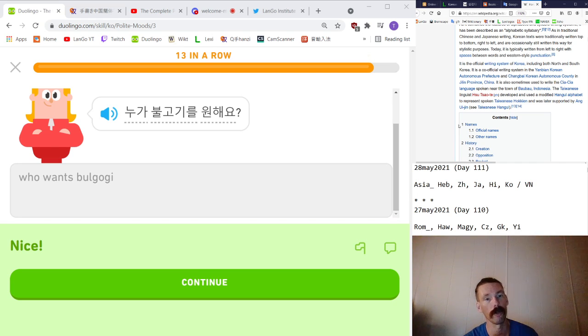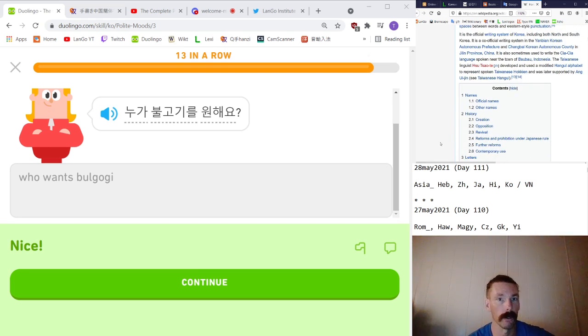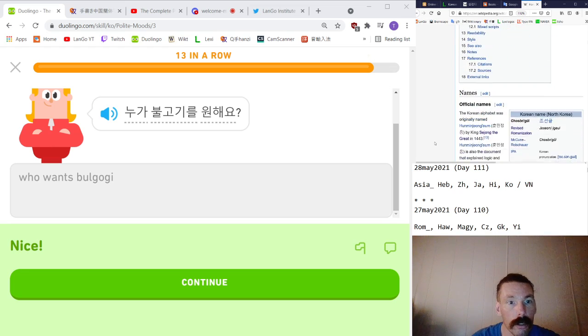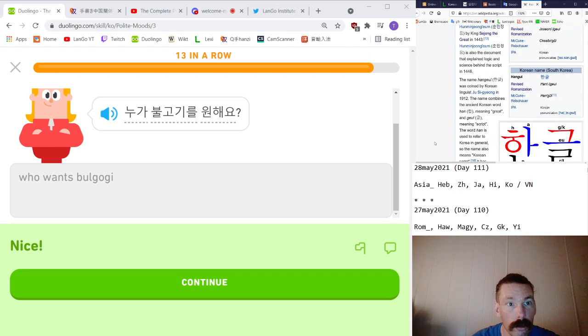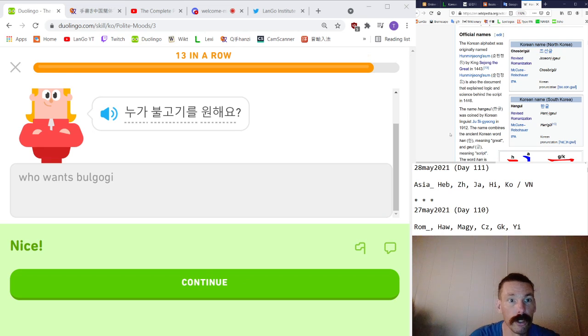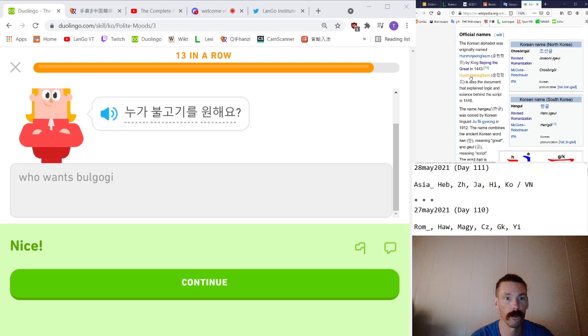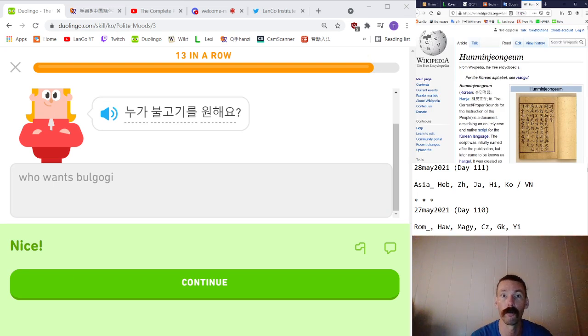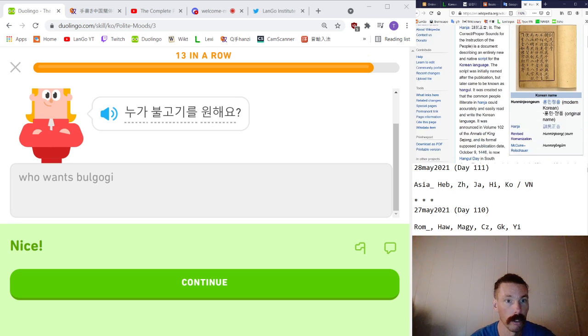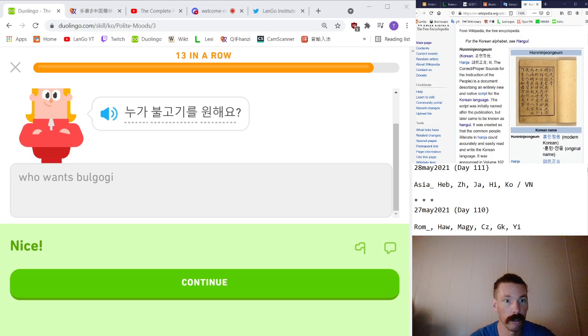The vowels get progressively open from syllable to syllable. So, official names. The alphabet was originally named Hunmin Jeong-eum. And Hunmin Jeong-eum is also the document that explained the logic. I think it should be the logic and science behind the script. This is it. It's cited a lot on Wiktionary. Many Korean words are first recorded here. Means the correct or proper sounds for the instruction of the people.